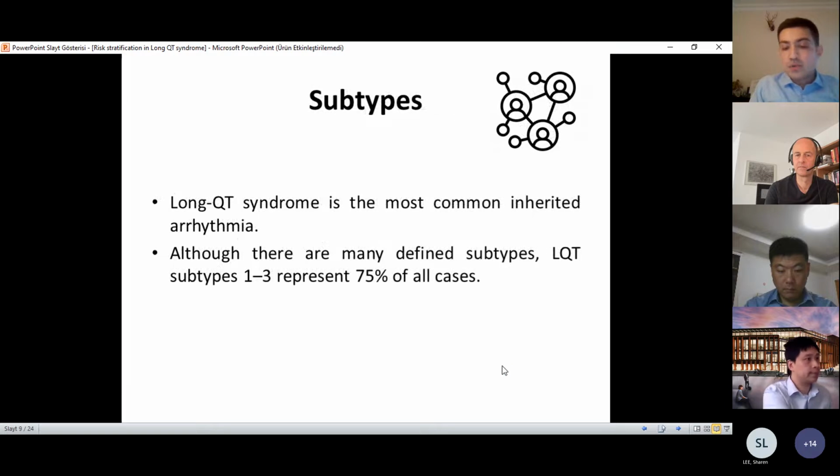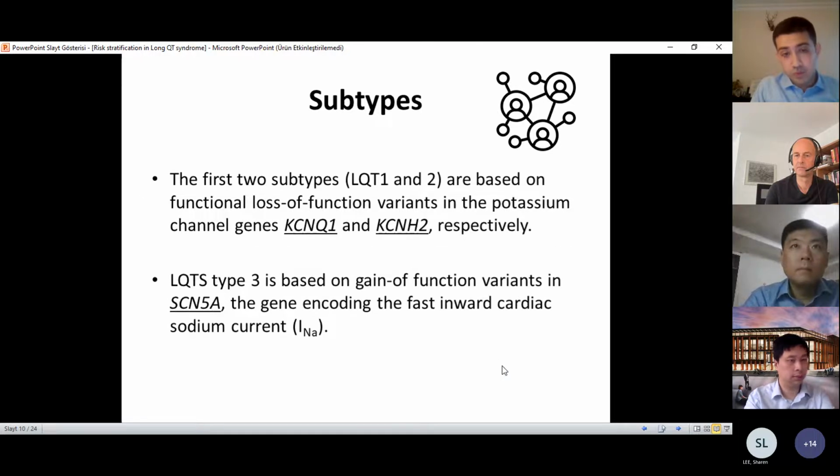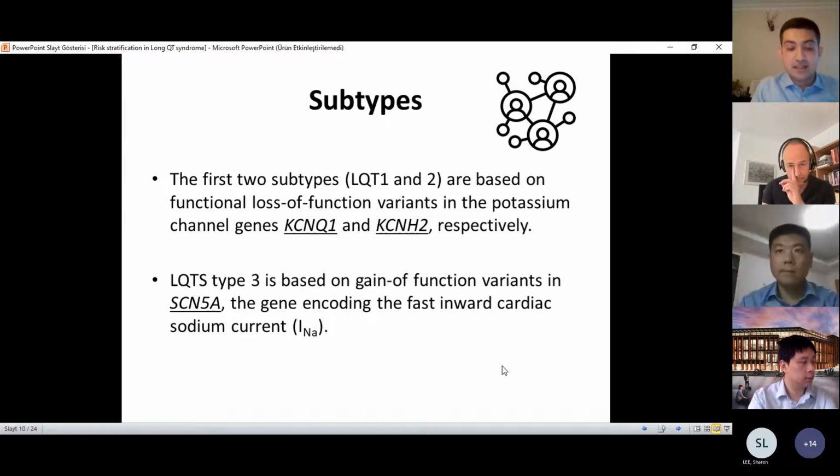Long QT syndrome is the most common inherited arrhythmia. Although there are many defined subtypes, long QT subtypes 1 to 3 represent 75% of all cases. The first 2 subtypes are based on loss of function variants in the potassium channel genes KCNQ1 and KCNH2 respectively. Long QT syndrome type 3 is based on gain of function variants in SCN5A, the gene coding the fast inward cardiac sodium current.